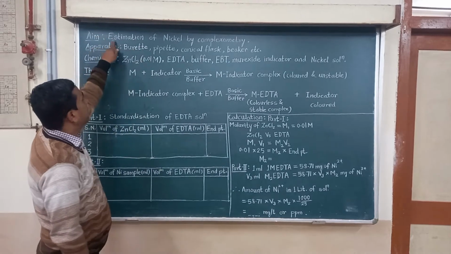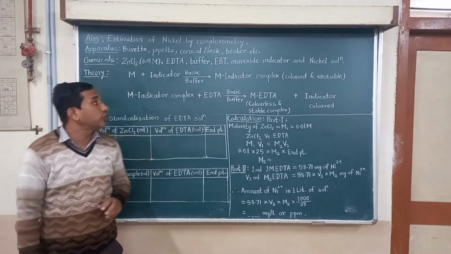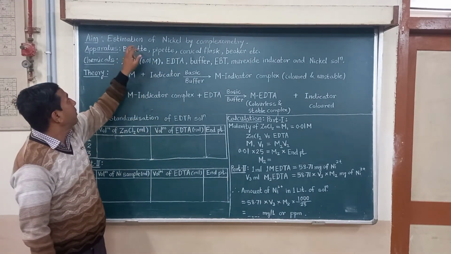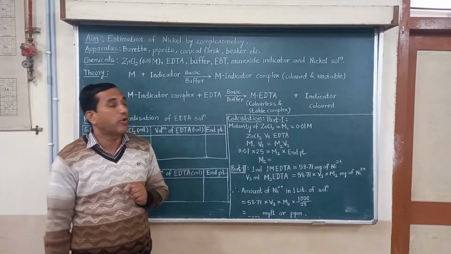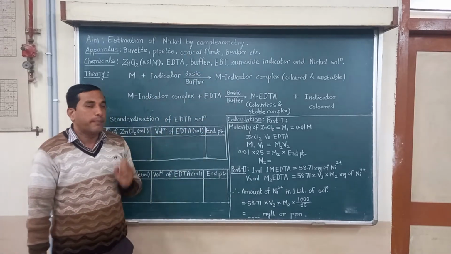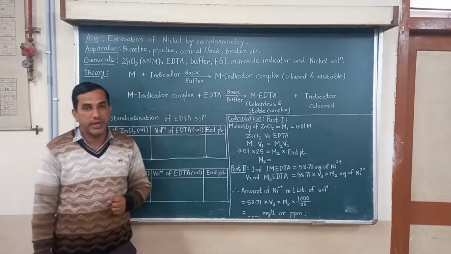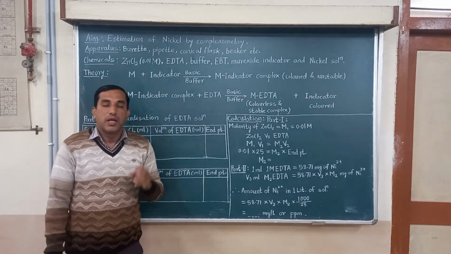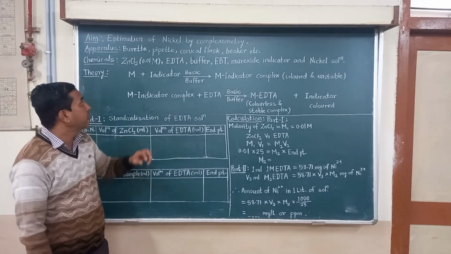Here we are estimating the amount of nickel present in a given sample solution by complexometric titration. This is the titration where we estimate the amount of nickel present in a given sample by complexometric titration. Complexometric titration is a type of titration where a complex forms between a metal and a complexing reagent like EDTA. Complex formation reaction takes place, that's why it is complexometric titration.